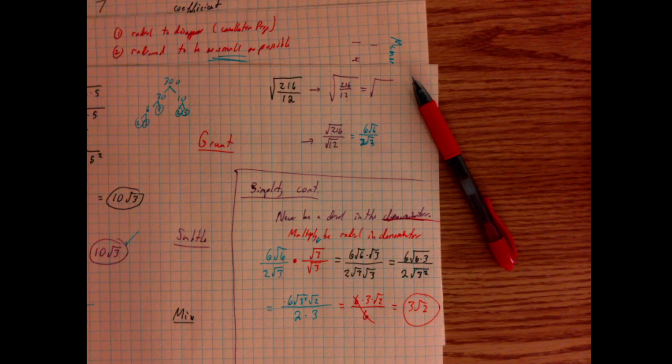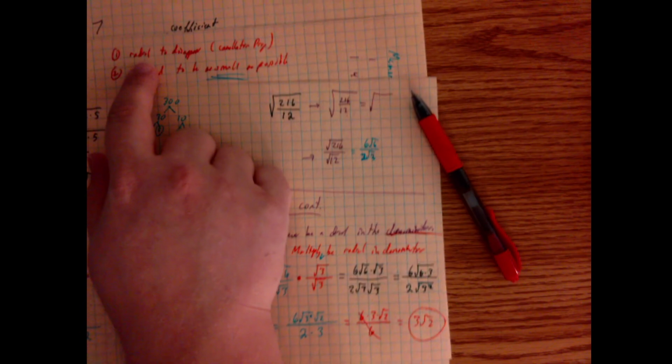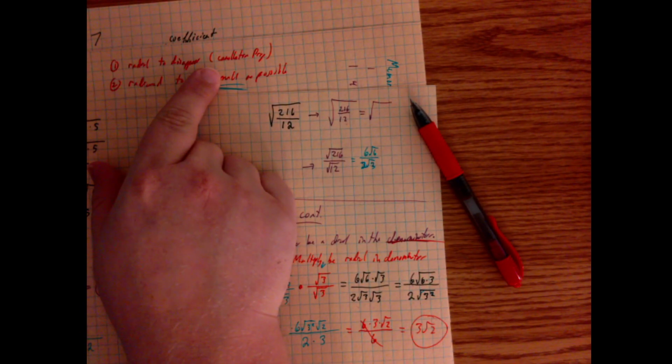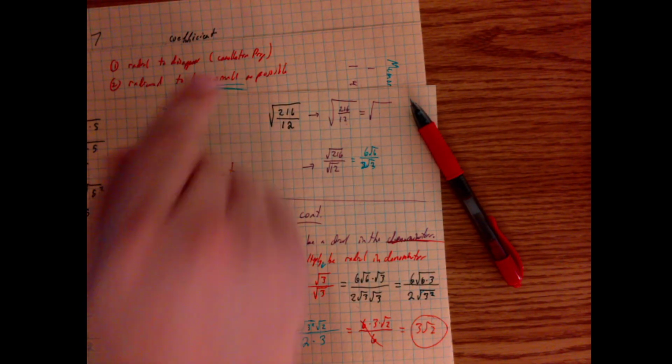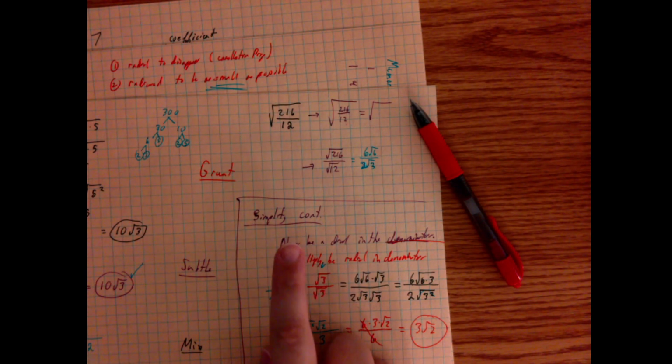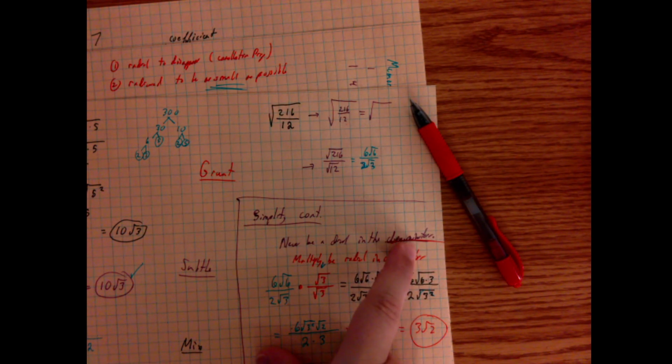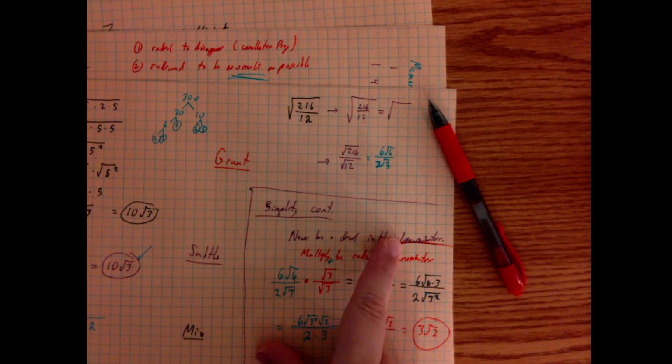So make sure you follow these 3 rules, right? The radical needs to either disappear or the radical needs to be as small as possible. But this last one is non-negotiable. You cannot have a radical in the denominator ever. It is not finished until that radical is gone.